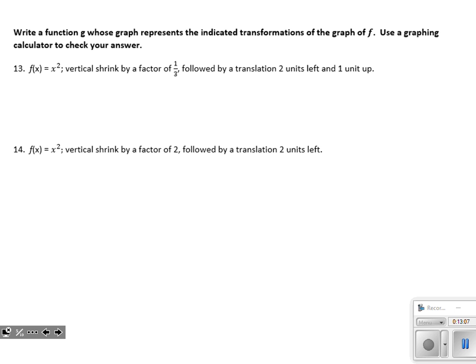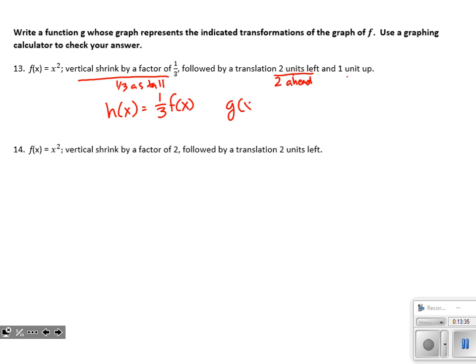All right, so 13, we have vertical shrink by a factor of 1/3. Let's handle that first. That is 1/3 as tall. So let's break it down like we did on that last one. h of x is 1/3 of f of x. We're making that adjustment outside. Then we've got 2 units left and 1 unit up. So left means we're 2 days ahead. And then 1 unit up, well, we can do that.